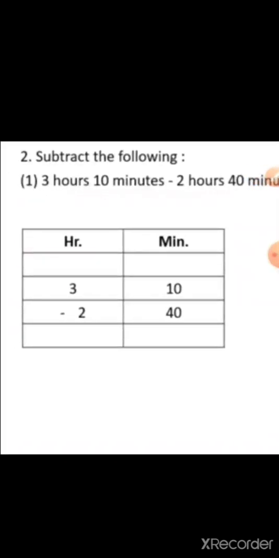Same way we will subtract now. Question number 2. Subtract the following. 3 hours 10 minutes minus 2 hours 40 minutes. Draw this box. Write hours, minutes. In the hours column write 3, minutes column 10. Hours column 2, minutes column 40. Now subtract.